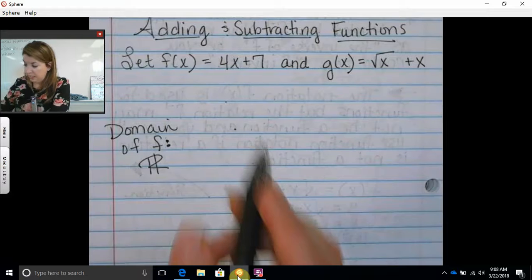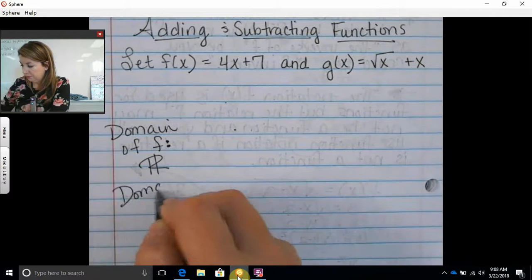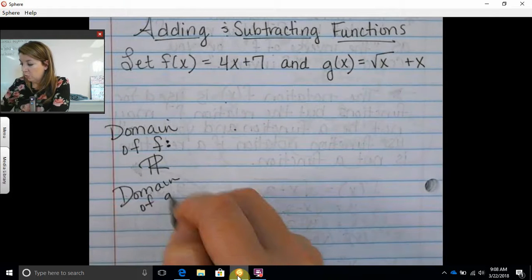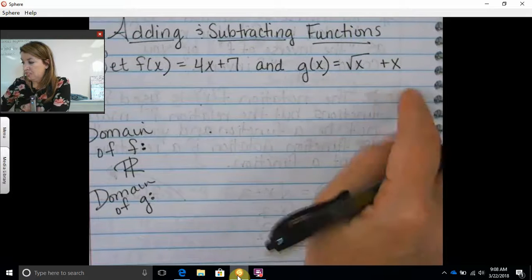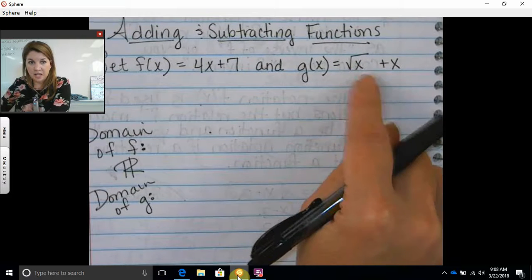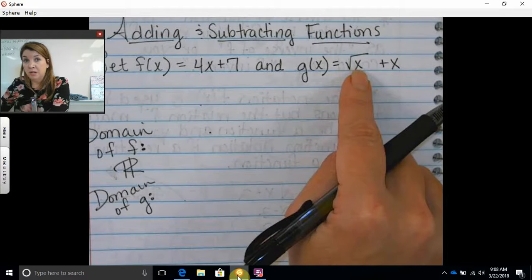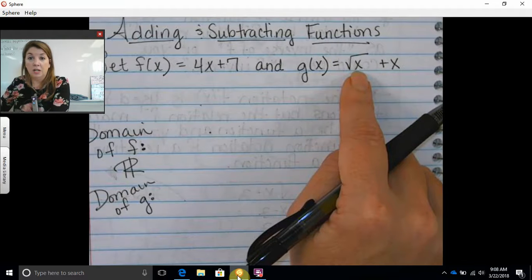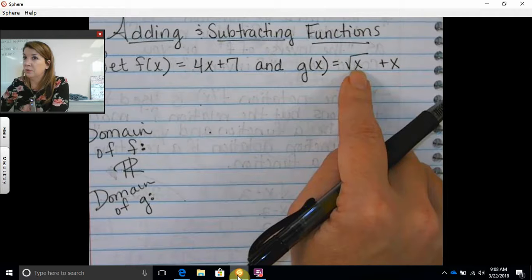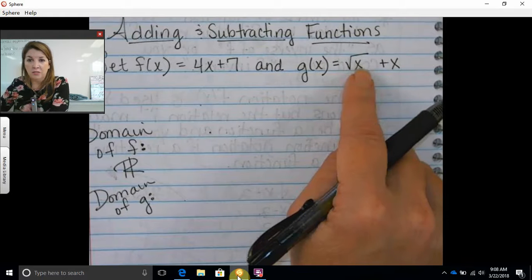How about your domain of g? Now we're talking about real numbers only. Is there anything that I substituted in for either of these x's and simplified that I would not get a real number? A negative number. Right. I can't plug in a negative number, right? But can I substitute a 0? 1, 2, 3. If I substitute a -1, what's the square root of -1? It's an imaginary number, right? And if we're just talking about real numbers, then you cannot substitute in a negative number.